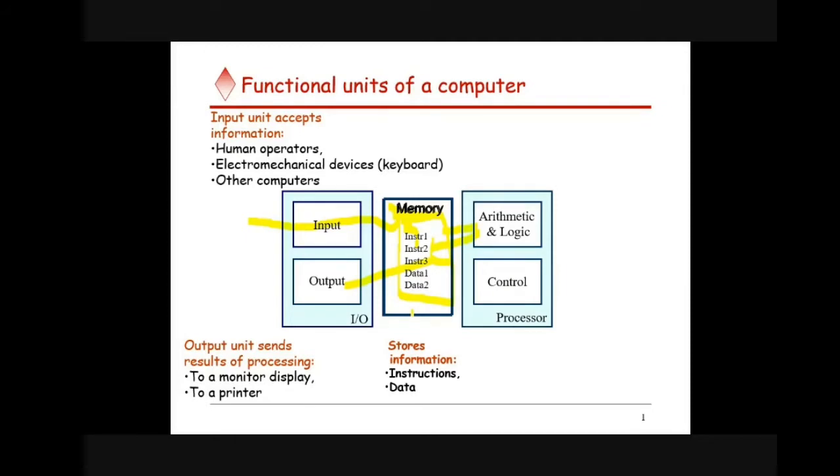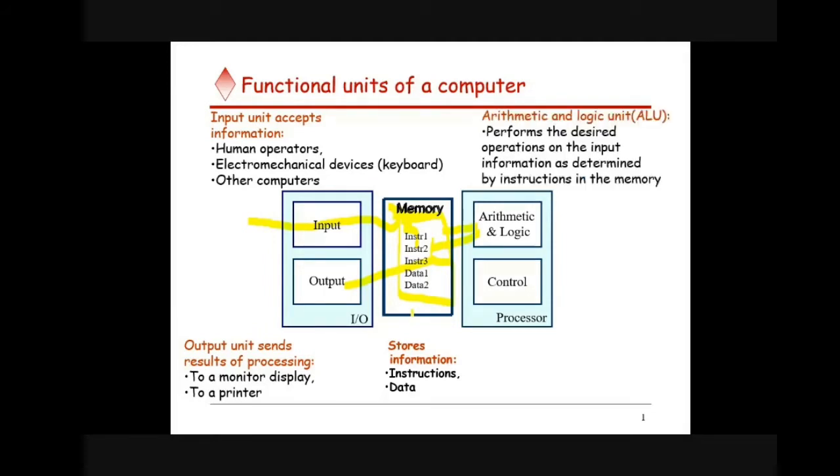Next is the arithmetic and logical unit. What will the arithmetic and logical unit do? It does the processing part of the computer. It will do either arithmetic operations like addition, subtraction and so on, or logical operations like any comparison. The arithmetic and logical unit performs the desired operations on the input information as determined by the instruction in the memory. The data from the input device is already stored in the memory, so it is taken from the memory and processed, processing meaning doing the arithmetic or logical operation on it.